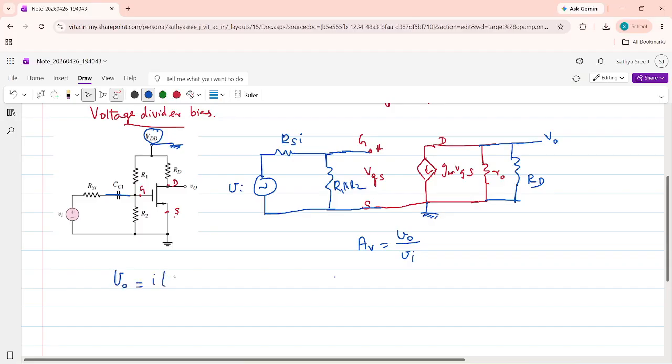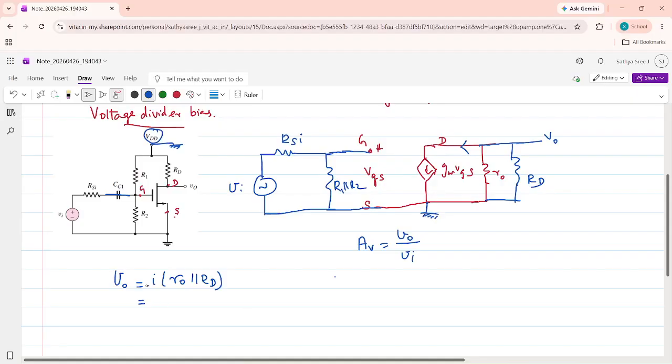some current multiplied by the parallel combination of R0 parallel RD. So what is the current flowing through this R0 parallel RD? That is the same current that flows here, which has to be the same as gm VGS. So I is equal to gm VGS.